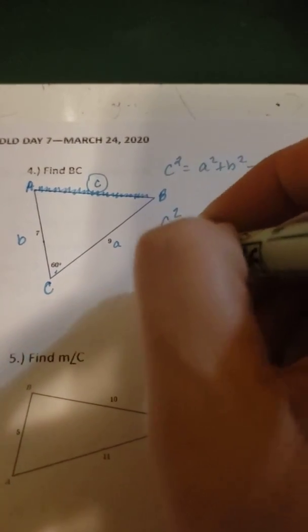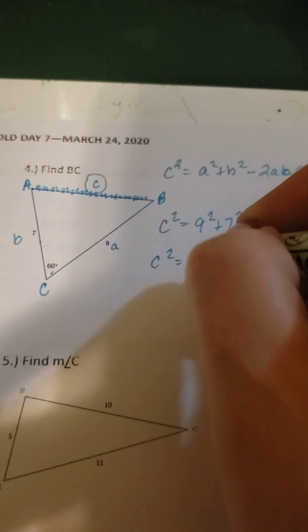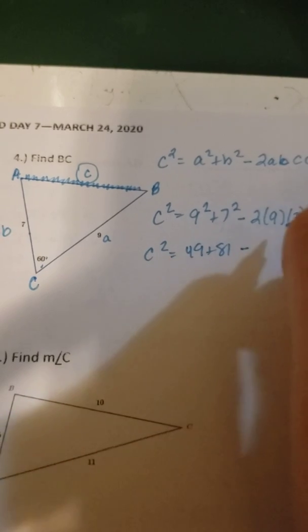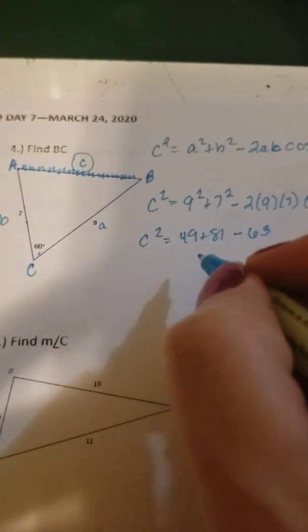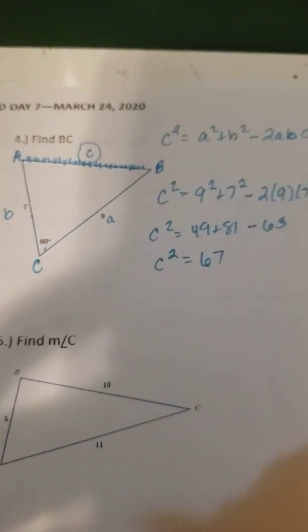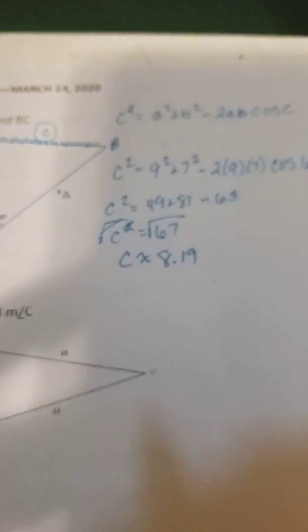So C squared, I'm going to just simplify this math here a little bit. 49 plus 81 minus, and then if you put all this in your calculator, believe it or not, it comes out to just 63. So then, if we do all this calculating, C squared equals exactly 67. And then we undo a square by taking the square root of both sides. So C is approximately equal to 8.19.